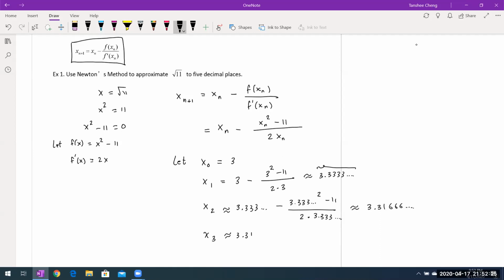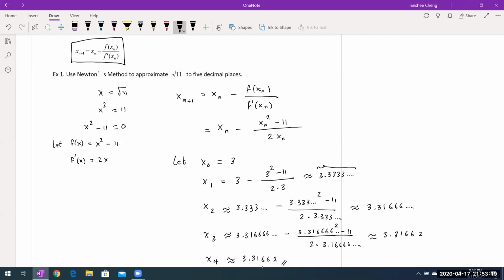So x_3 will be 3.31666... minus (3.31666 squared minus 11) over 2 times 3.31666..., and that will give me approximately 3.31662. Finally, if you use the same approach, you will get the 5 decimal place accuracy that we want, which is 3.31662 on this fourth iteration. On the fourth approximation, we get 5 decimal place accuracy for the square root of 11.